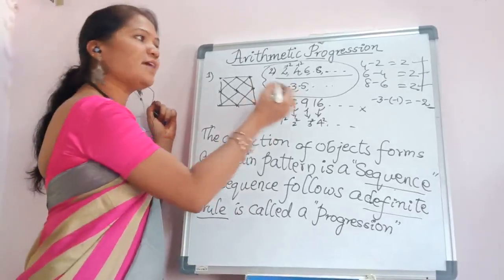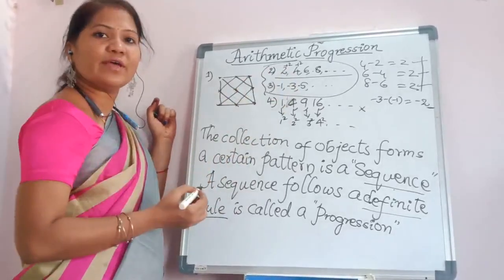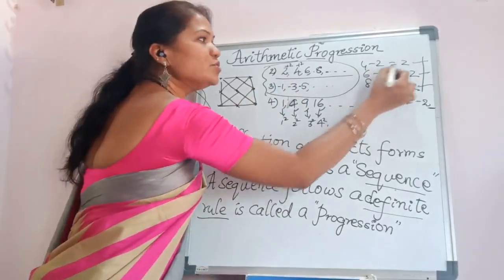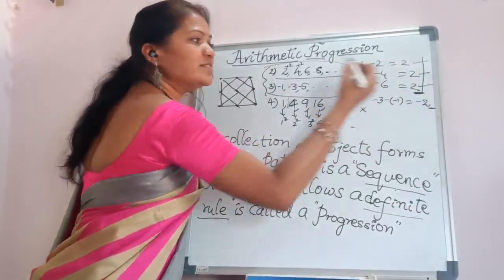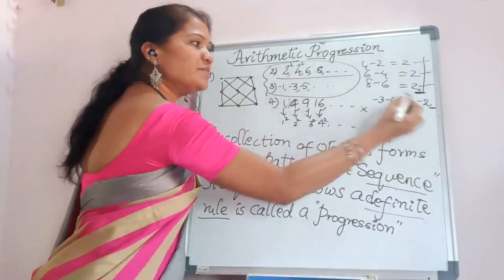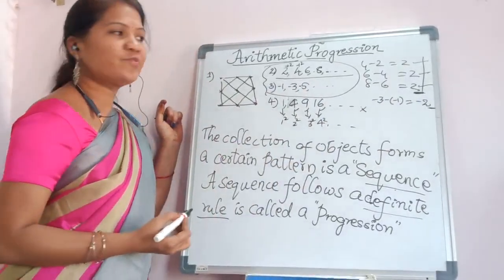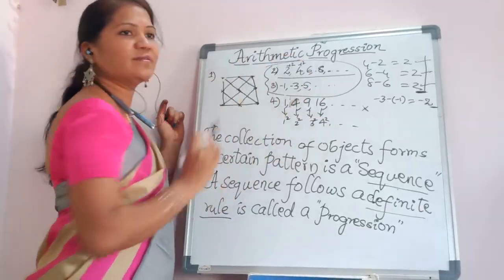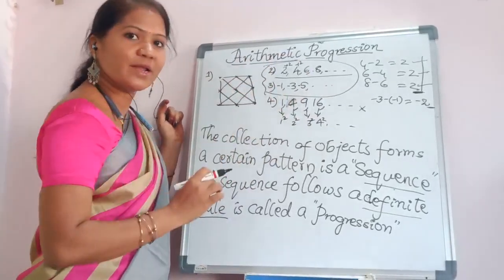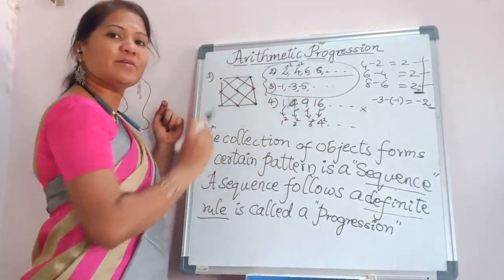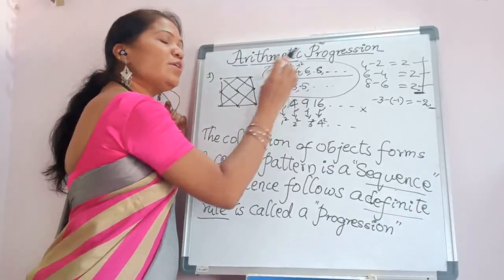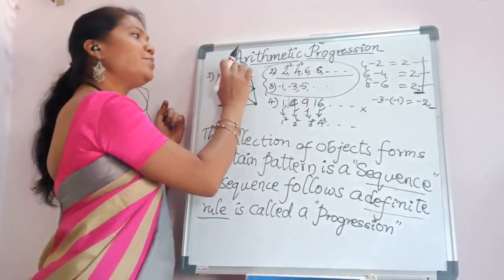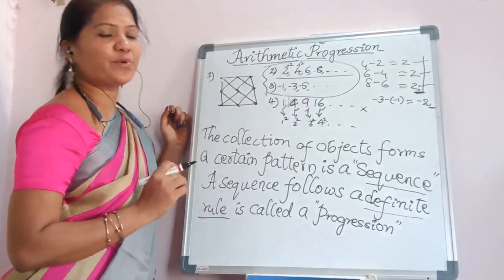So now in this example, what is the rule it is following? In this progression, two consecutive terms' difference I am getting is a constant. So this progression is said to be an arithmetic progression. These are progressions only, but a progression is said to be arithmetic when any two consecutive terms' difference is a constant. Then that progression is said to be an arithmetic progression.